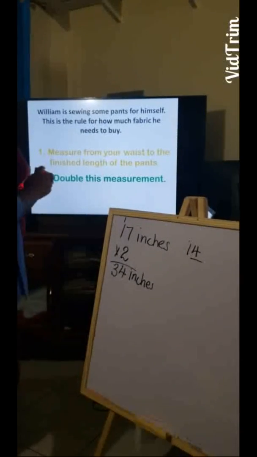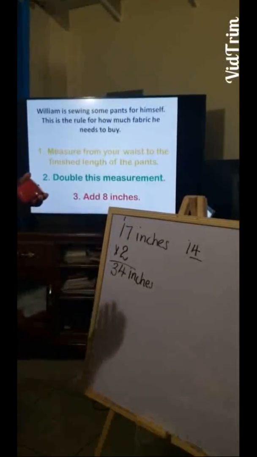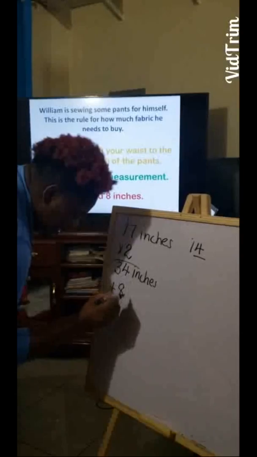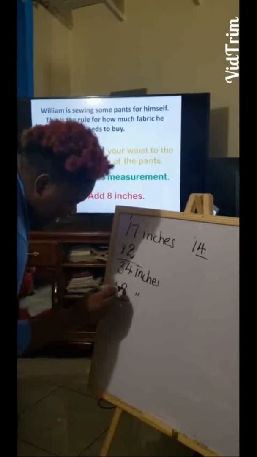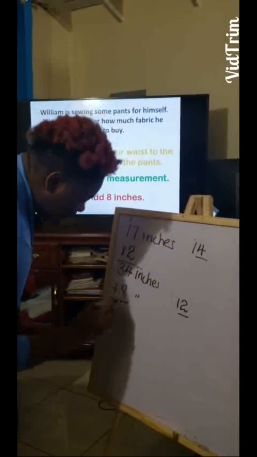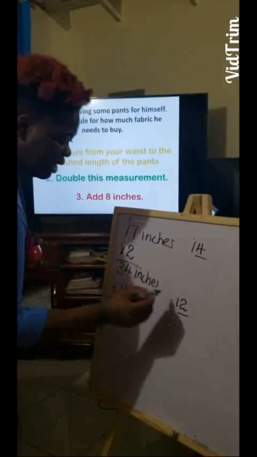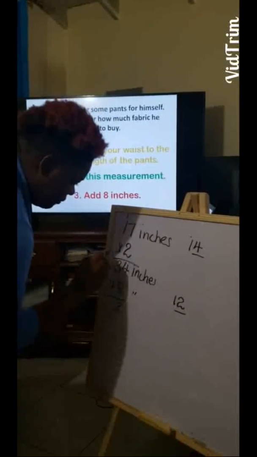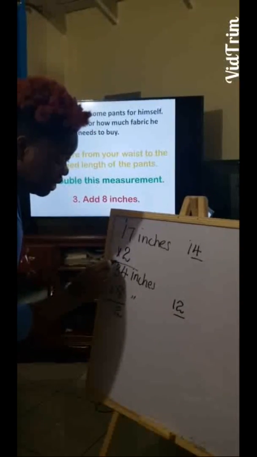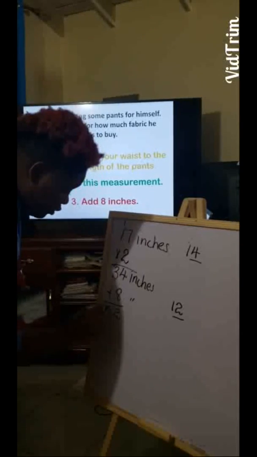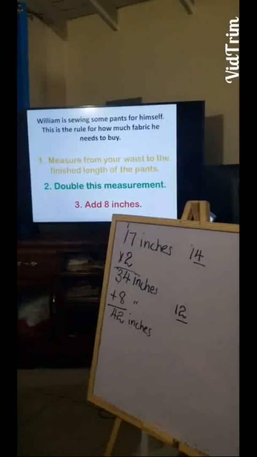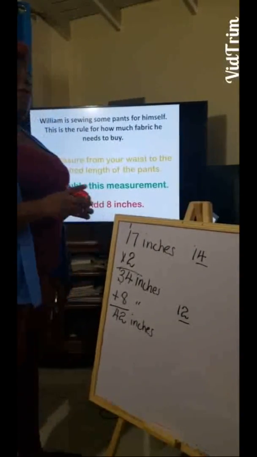Now the rule is not finished. We need to add 8 inches. We know what we mean by adding 8 inches, right? Yes. So put our plus sign and add 8 more inches. 8 plus 4 gives us 12. Good. Put the 2 ones under the ones column, and the 10 goes in the tens column. In the tens column, we have 3, and we add that to the other 10. So now we have 4 tens. Here, we have calculated that he needs 42 inches of fabric to buy.